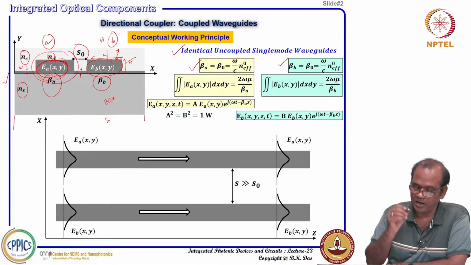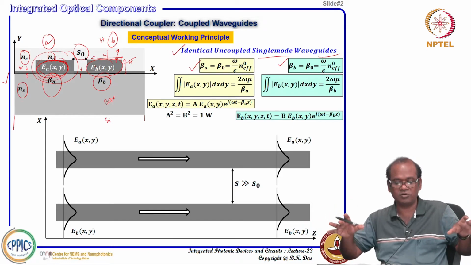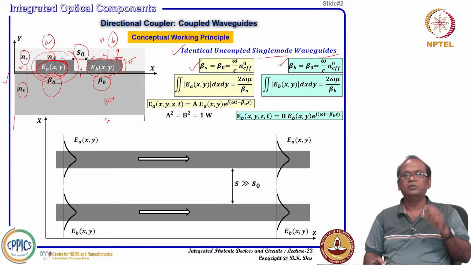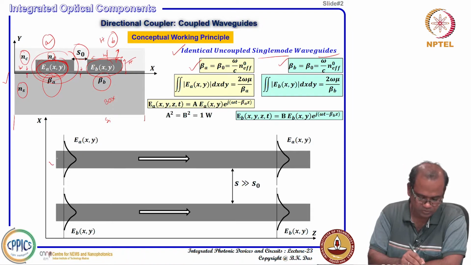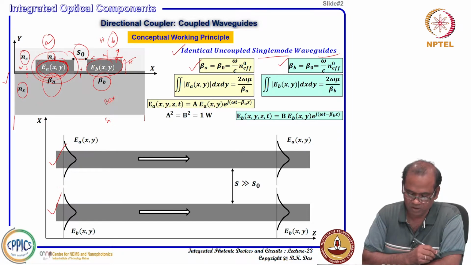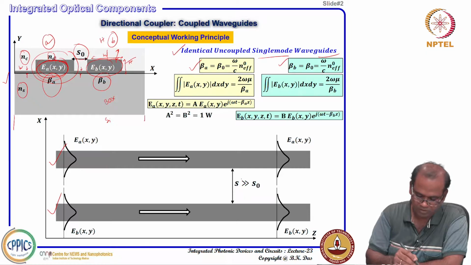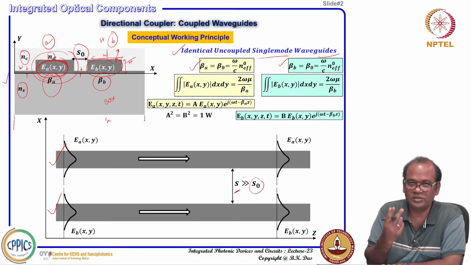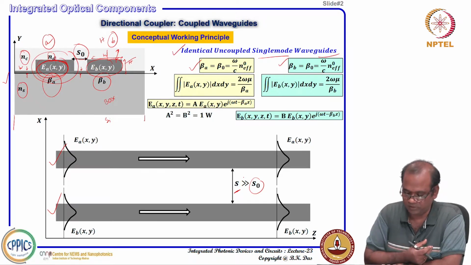So, we are considering identical uncoupled single mode waveguides. They are uncoupled, far away, not interacting at all, simply decoupled. You can see the top view here. I am considering this separation S much higher than S naught, where S naught may be the actual desired waveguide separation so that they can be coupled and can interact.